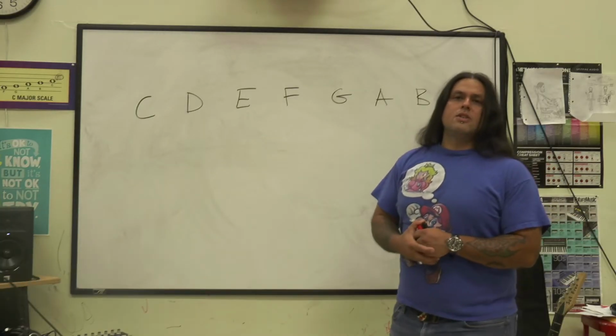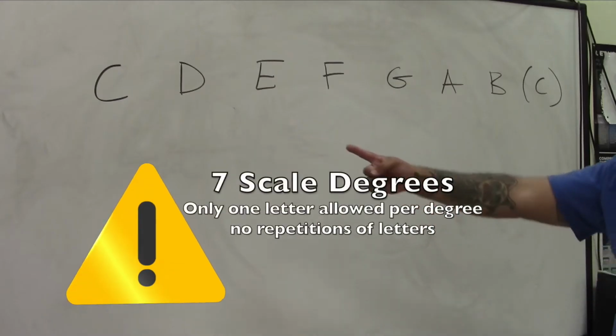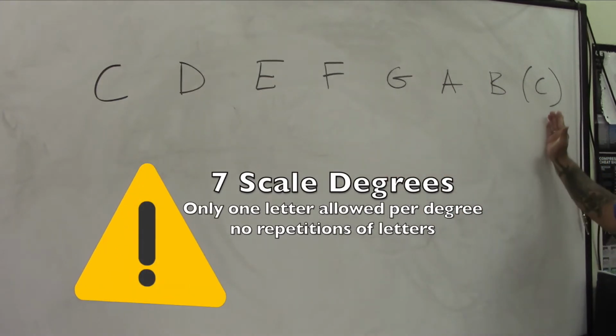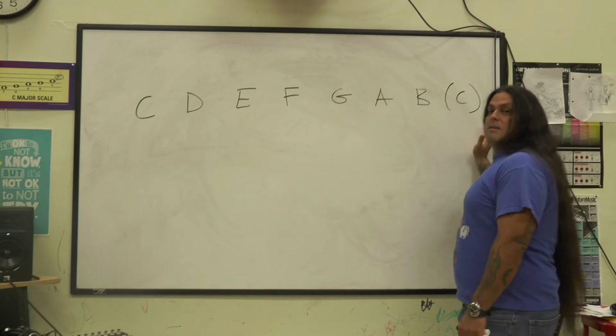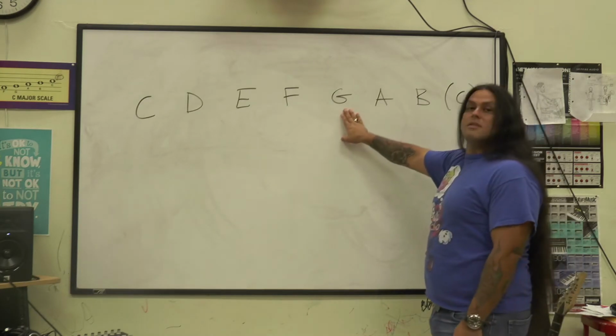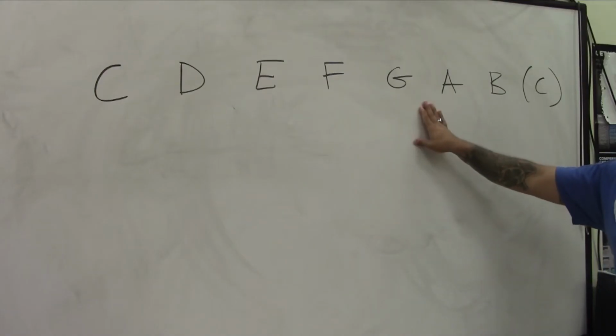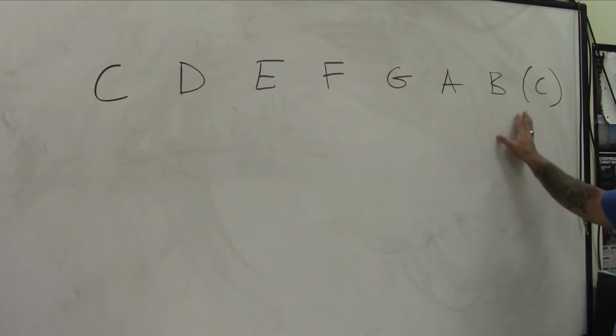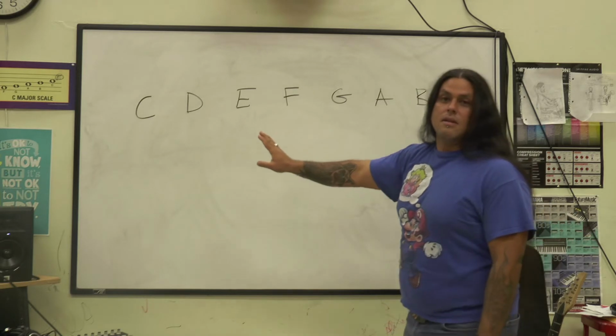One observation you should make is that every letter is used and only used one time, until you get to the octave, then it just repeats. But you will never have two G's. You won't have a G sharp and a G natural. You won't have an A flat and an A sharp. Doesn't happen. There's only 7 different letters.